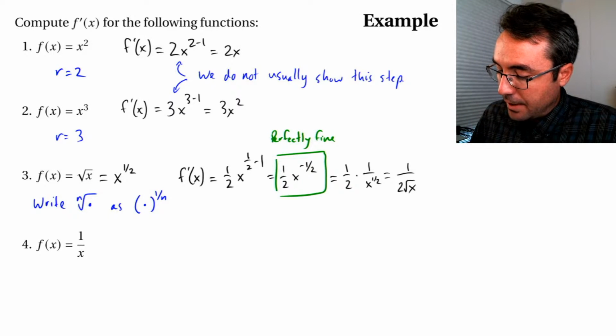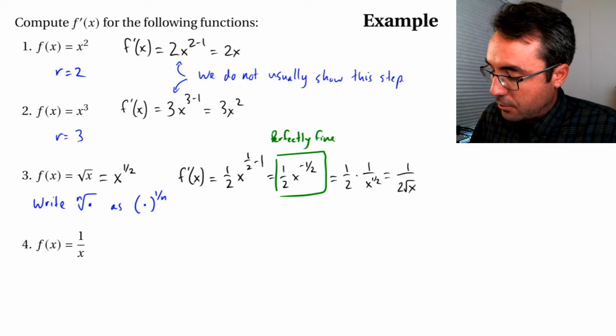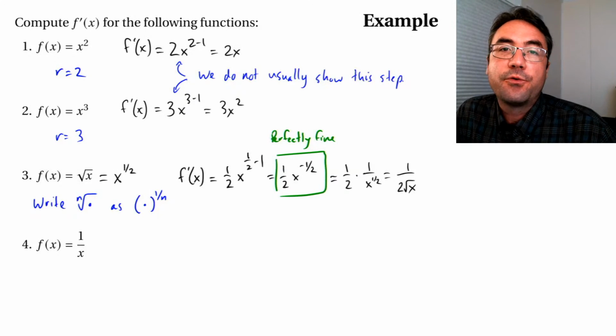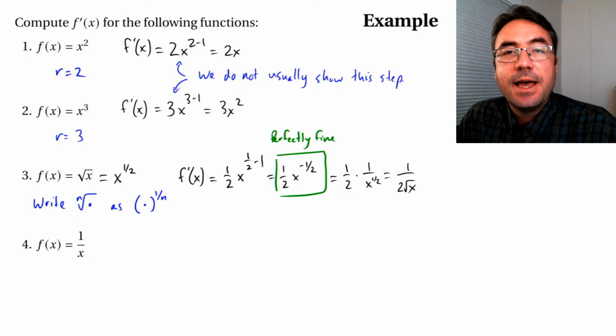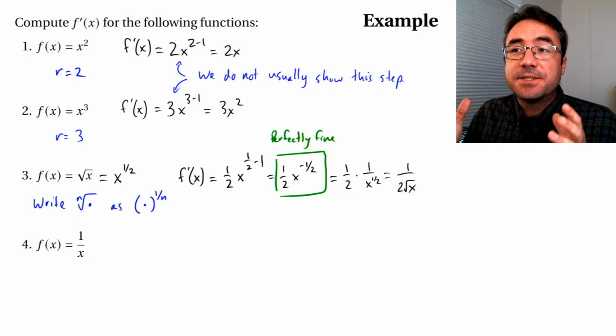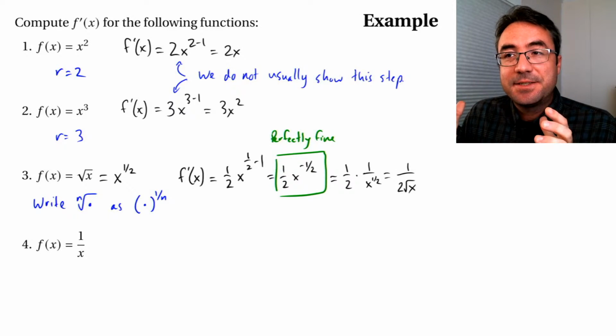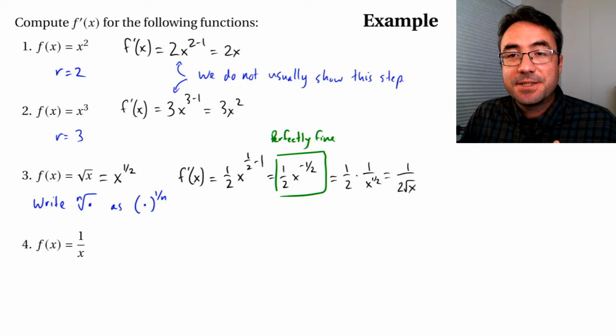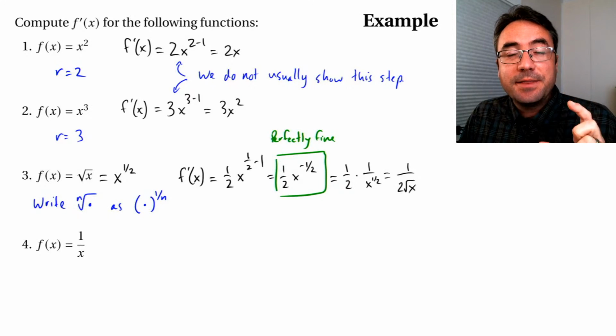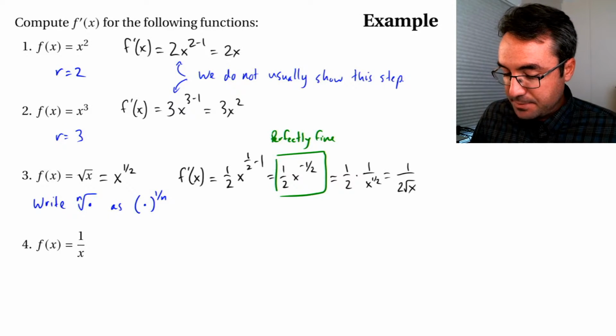All right, let's try one more basic power rule here. The function 1 over x. As this is written, it's a quotient. It's 1 divided by x. So our strategy for these is to rewrite that fraction with a negative exponent.